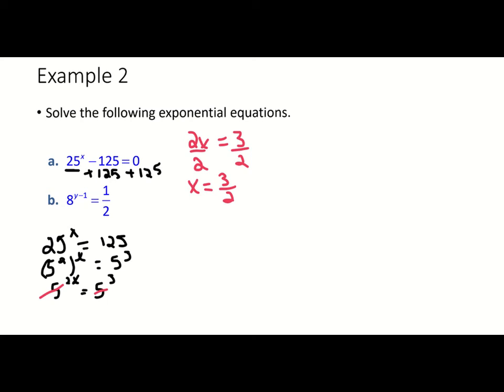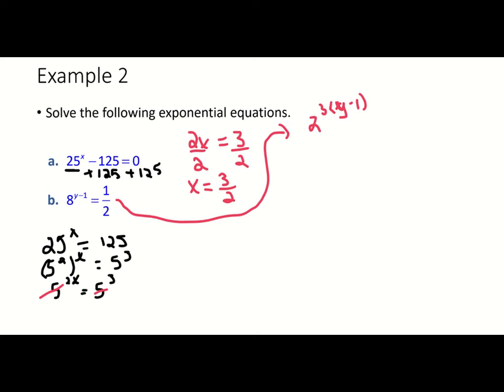All right, let's take a look at b. b is the exponent's already isolated, so we have 8 to the y minus 1 equals 1/2. Now, 8 I can easily convert to 2 to the 3rd power, but then it's going to be times our y minus 1.